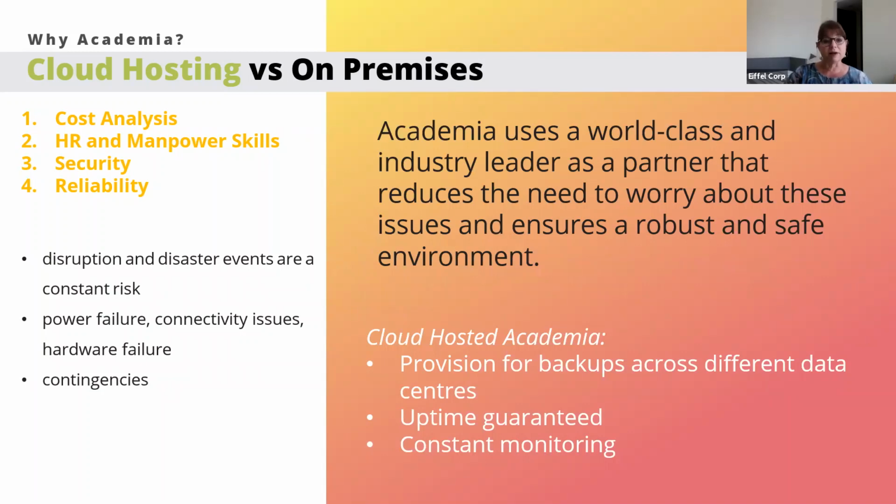Okay, reliability. Disruption and disaster events are a constant risk in an IT environment, and that will always be one of the things that you cannot plan for as you would like to. Power failures, connectivity issues, hardware failures, and building in the contingency to make provision for all these failures, disruptions and disasters to ensure the reliability of the system. That is where the cost comes in for the institution. Not only in money, but also in time and human resources.